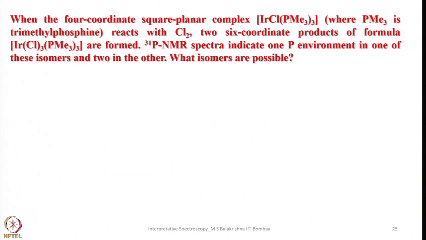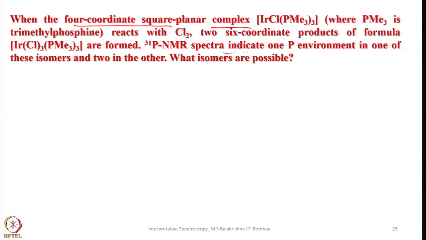So now I have another interesting reaction here. This is with tris-trimethylphosphine-chloro-iridium. When the four coordinate square planar complex IrCl(PMe3)3, where PMe3 is trimethylphosphine, as you all know, reacts with chlorine, two six coordinate products of formula IrCl3(PMe3)3 are formed. That means we are adding chlorine oxidatively to iridium(I) to form an iridium(III) compound having 6 coordination. From square planar 16 electron, it forms an octahedral 18 electron complex. Iridium changes from plus 1 to plus 3.